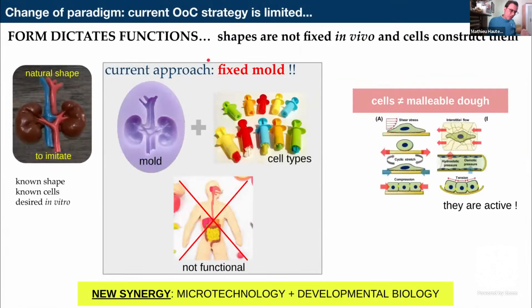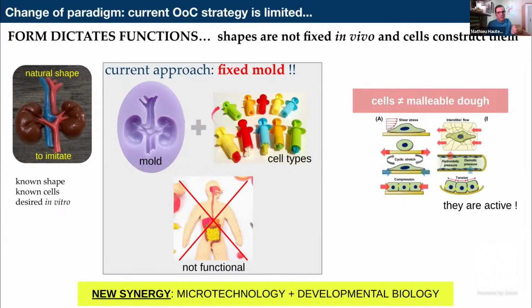So everything we've done until now, we thought that form dictates function, as much as the other stimuli that we keep, of course, in organ-on-chip systems. But shapes are not fixed in vivo. And when we have the natural shape that we want to mimic in vitro, and we make a mold out of it, we want to imitate it. We know the shape, we know the cells. We place the different cell types inside this mold. We realize after a while that the cells are changing their phenotype, they are transdifferentiating, they are not adapted for a long time inside their molds.